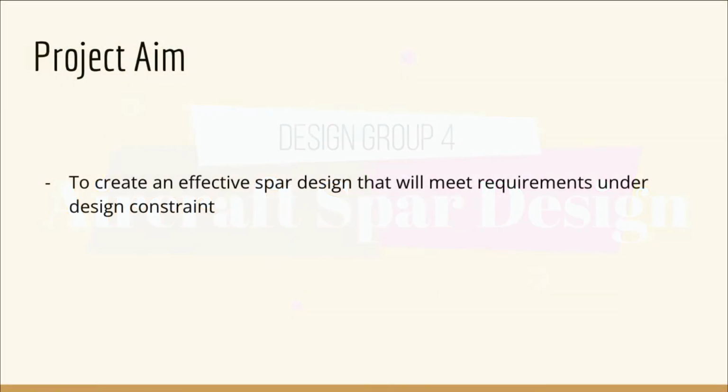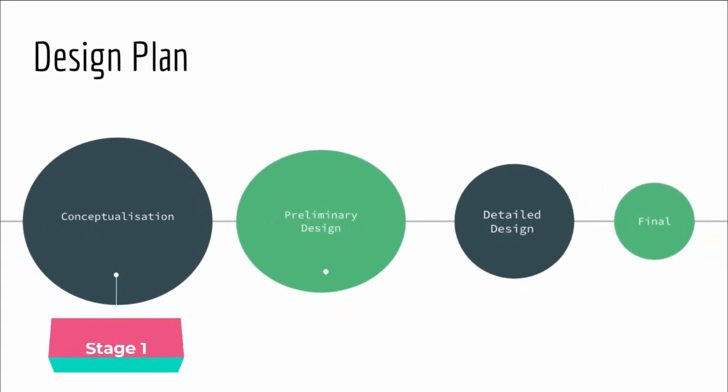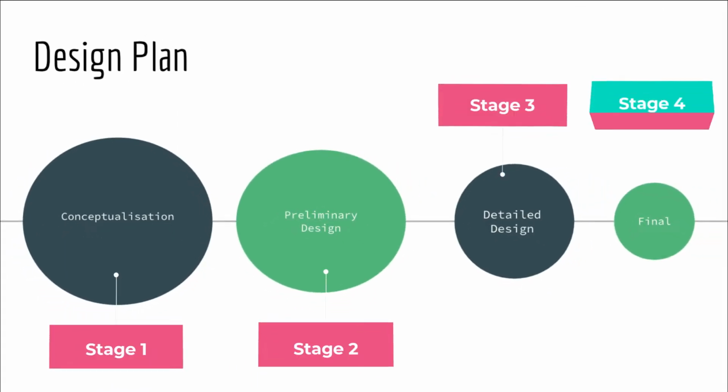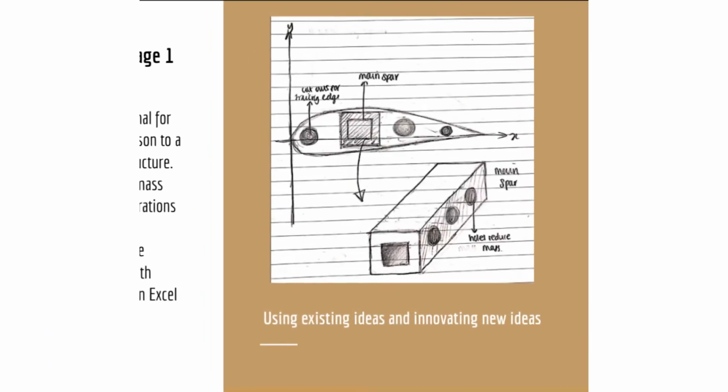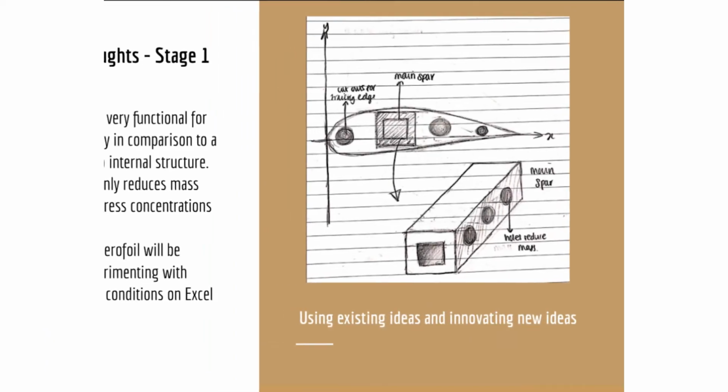The project's aim is to create an effective spar design that will meet requirements under design constraints. In order to accomplish this, we broke our design plan into 4 different stages. For stage 1, we made use of an initial sketch which was made using research done.